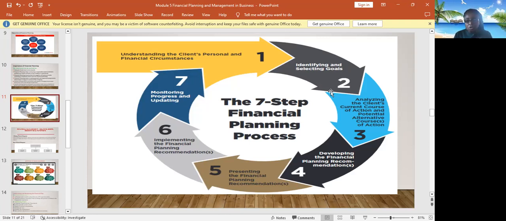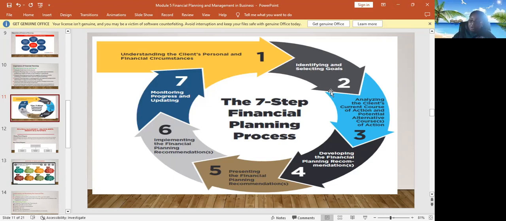Identify and select goals. What are your selected goals? You must identify certain goals that you want to achieve as far as your business or enterprise is concerned. Then, having identified this, you analyze the client's current course of action and potential alternative courses of action. What are their needs? What do they need? You must consider this, and then plan towards that.